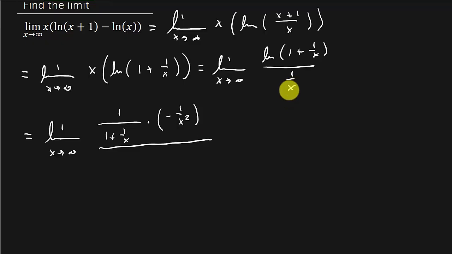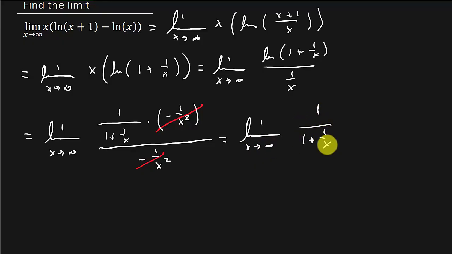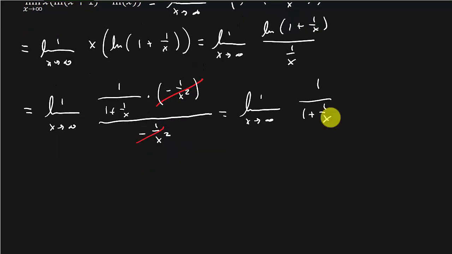That's the derivative of the numerator. The derivative of the denominator is negative 1 over x squared, and you can see that this and this cancel. So we're left with the limit as x goes to infinity of 1 over 1 plus 1 over x. Then as we take the limit as x goes to infinity, this term goes to 0, so we're left with 1 over 1, which equals 1.